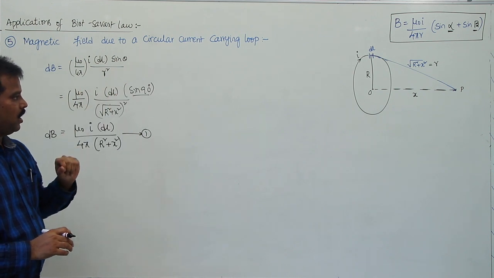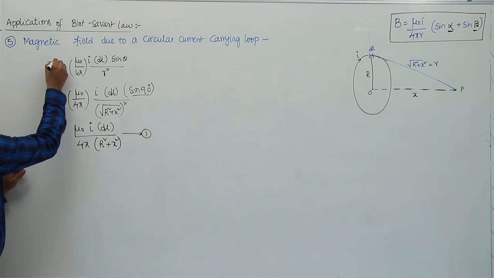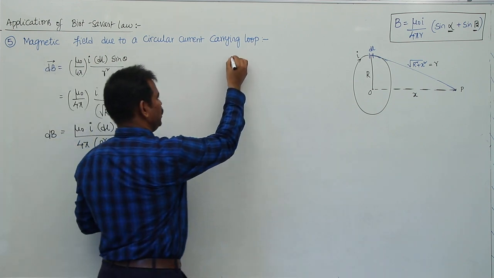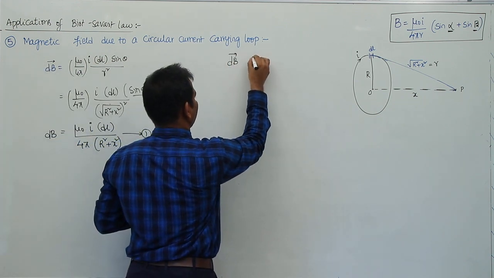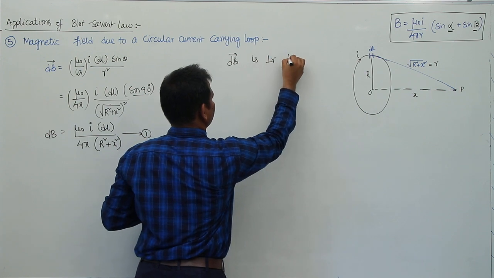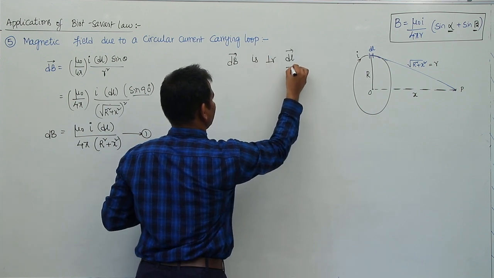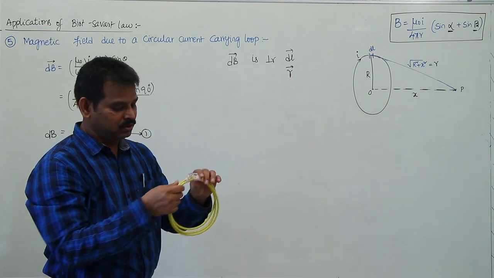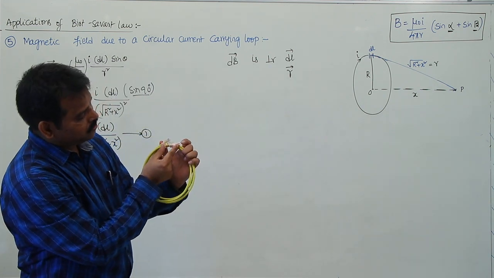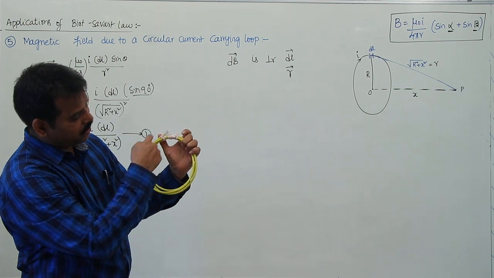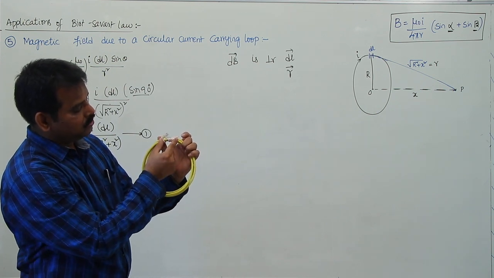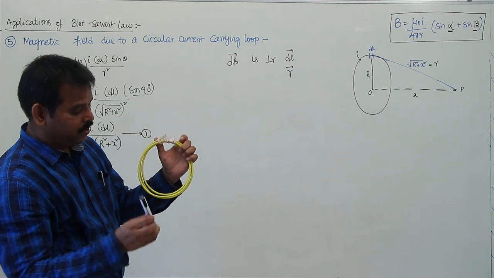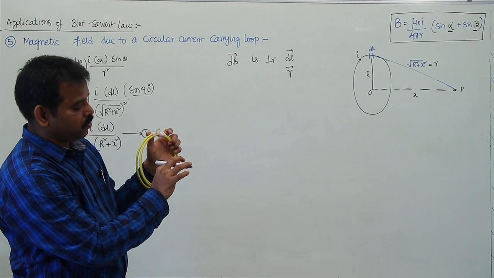But in Biot Savart law, we found that the magnetic field is perpendicular to dl bar cross r bar. So dB is perpendicular to dl bar as well as r bar. Here, what is dl bar? Once again, let me take this one. This is the small element that I am considering here. Out of this entire loop, this is the small element. So this is dl, and I want to find the magnetic field at this point x.